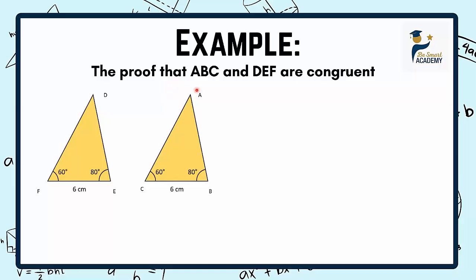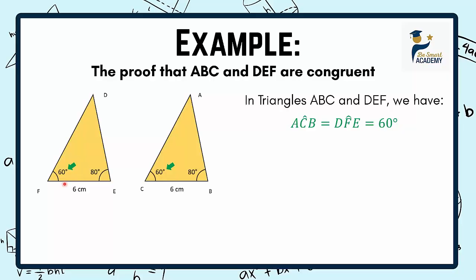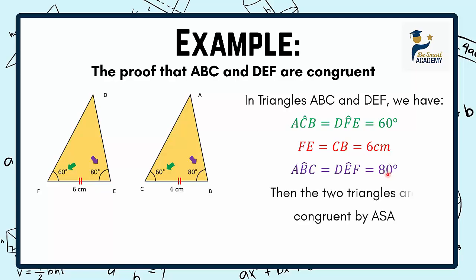To write the proof for what we just said, in the two triangles DFE and ACB, starting with the first angle, F and C, those two are equal, both are 60. Then, next to this angle, we have a side, which is FE, equal to CB, next to the angle directly. So FE equals CB equals 6 centimeters. So it's angle, then side, then we need an angle. Both angles are 80. ABC equals DEF, both are 80. Then the two triangles are congruent by angle side angle.